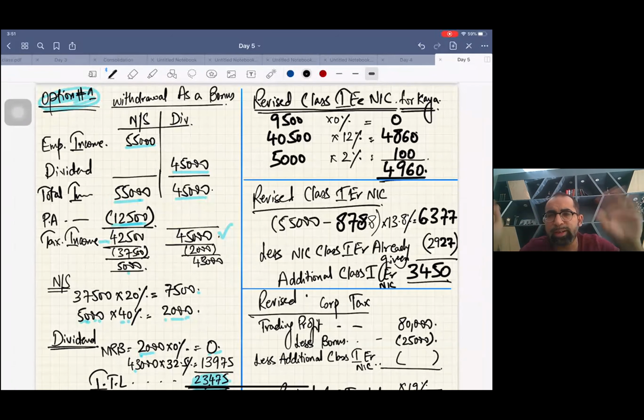Sir, why did you calculate additional class 1 employer NIC? Logic: because the existing class 1 employer NIC has already been deducted from the 80,000 profit. So we need to calculate a revised new corporation tax as per your requirement. That's why I have calculated additional class 1 employer NIC.